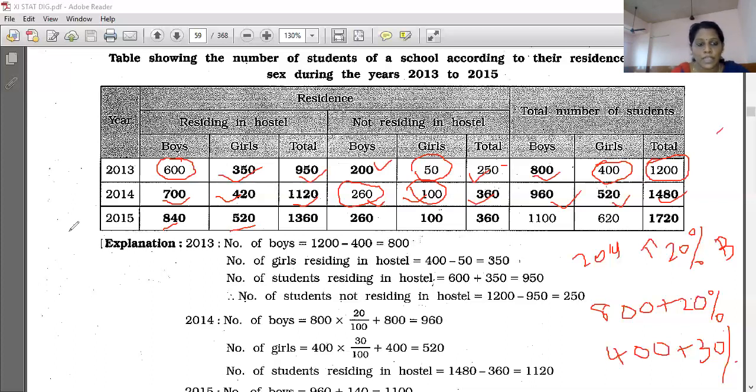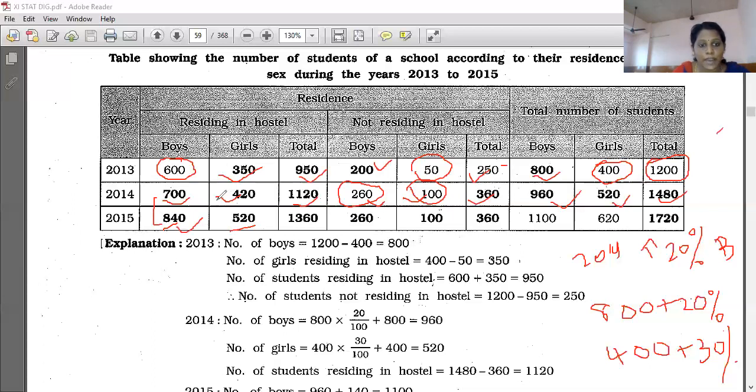Okay. So now the next sentence, in the year 2014-15, what they said, 140 boys and 100 girls were newly admitted and they all are residing in the hostel. Okay. 140 is added, to the 700 that we had in 2014, we add 140 more, so that comes to 840.